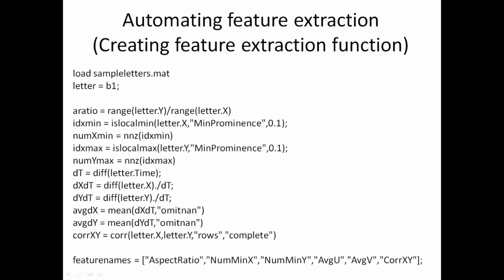But for our classification, we will use the following features. We will use the aspect ratio, the number of local minima and the number of local maxima. Then we will use the mean of dx by dt, the mean of dy by dt, and the correlation between x and y. So these are the 6 features that we will be considering for further classification.